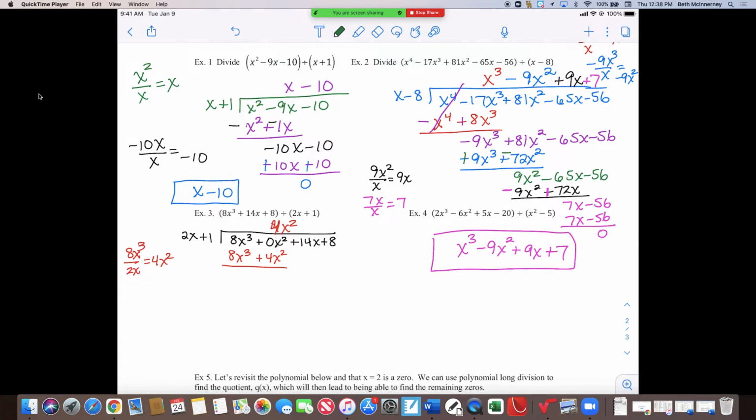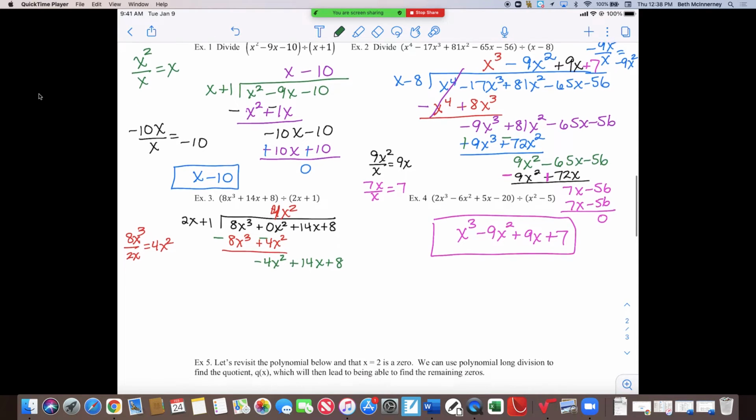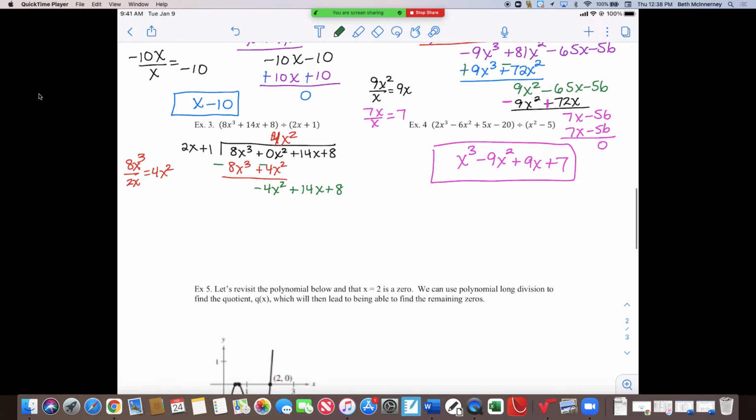All right, I'm going to take the opposite and add. So the 8x cubes cancel, but then I get negative 4x squared plus 14x plus 8. Then all I'm doing is I'm just repeating. Once you get this step down, then you can do the whole process. You just repeat, repeat, repeat, repeat. Yeah. Lilia?